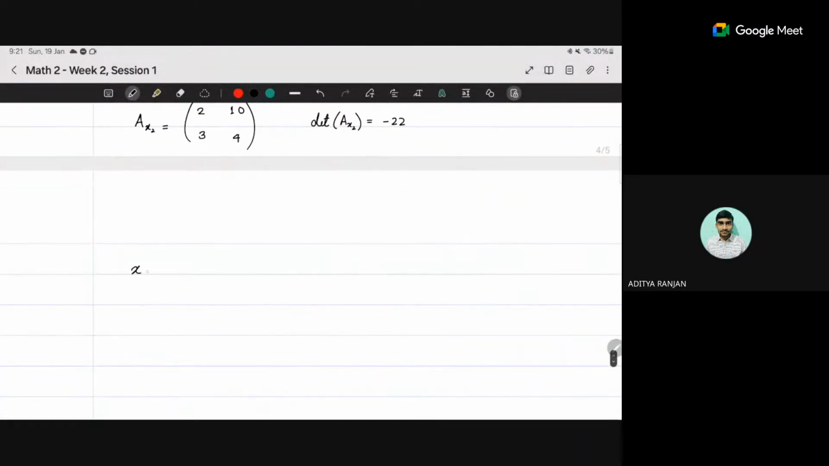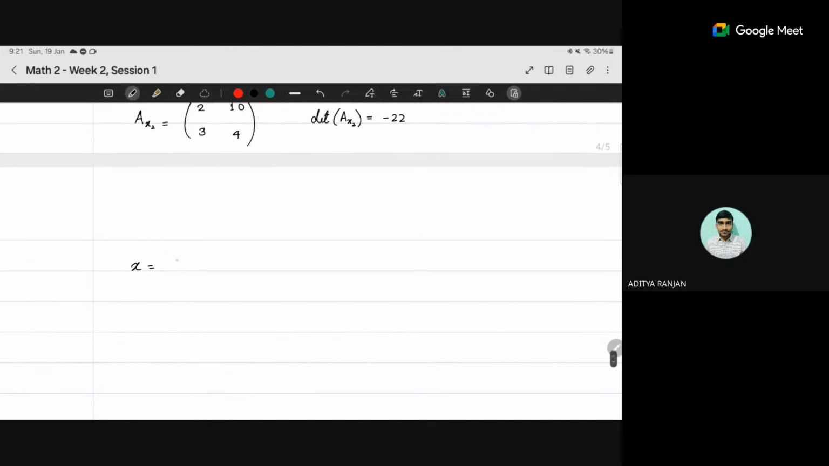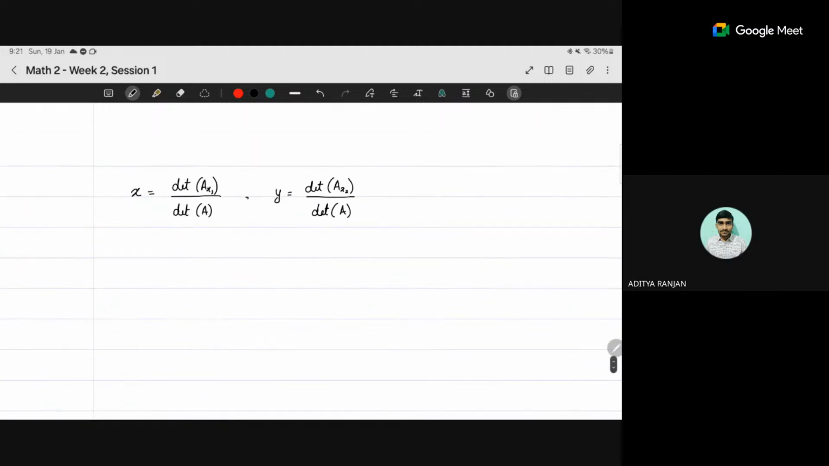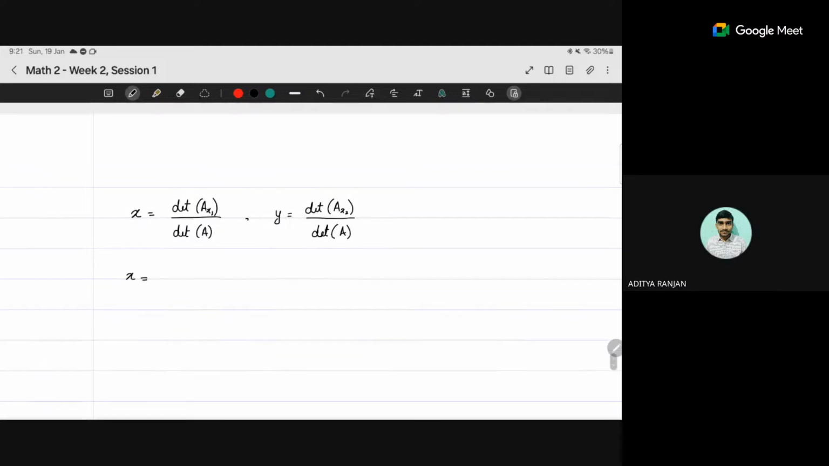So now x is the determinant of Ax1 divided by the determinant of A, and y is the determinant of Ax2 divided by the determinant of A. We have used x and y and x1 and x2 and not been consistent with it, but it's just some notational stuff. But anyway, what is the determinant of Ax1?